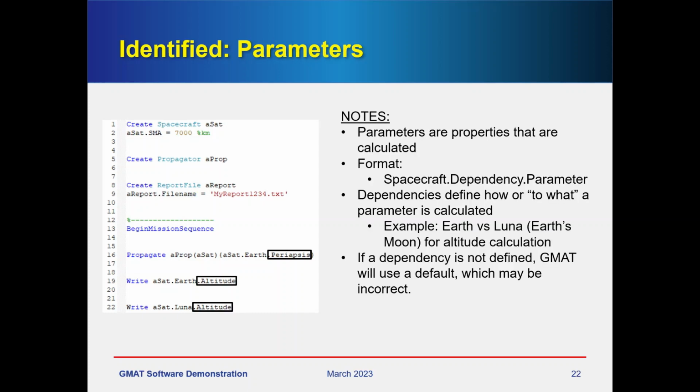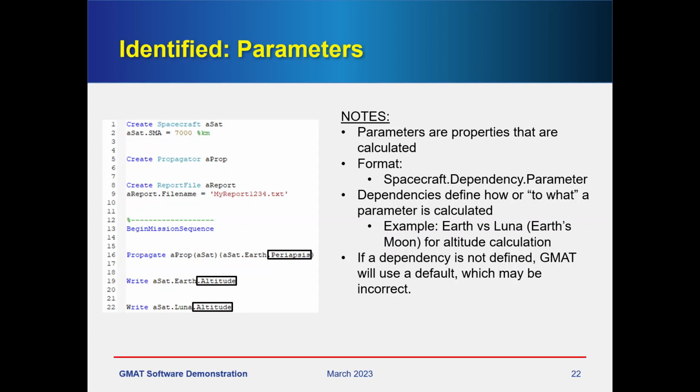In this script, there are 3 parameters shown in the mission sequence. The first, in line 16, is periapsis. Used here, periapsis is a stopping condition for the propagate command. So GMAT will propagate the spacecraft until it reaches periapsis, but it's a little more complicated than that. Many times parameters have dependencies. Dependencies tell GMAT what it should calculate the parameter in reference to. In this case, we want to know when the spacecraft reaches periapsis around Earth. If we do not define a dependency, GMAT will use a default.